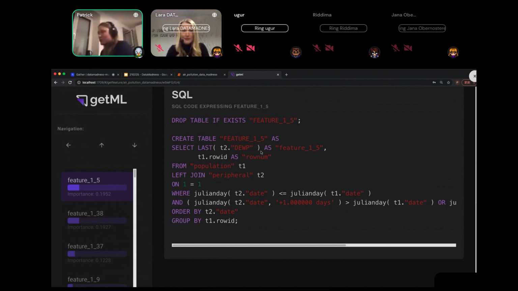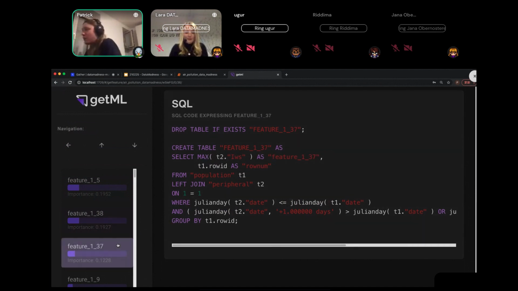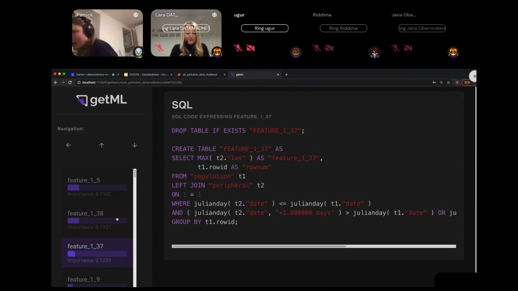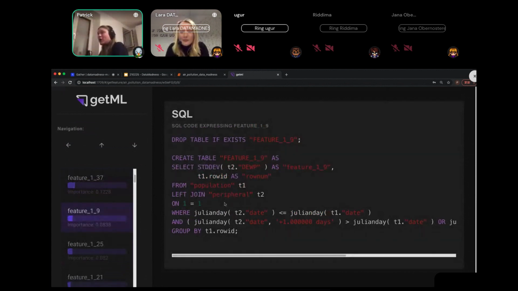So this is something that is very intuitive. It just takes the dew point. This is what dew stands for, it's the dew point. It takes the last dew point measurement that we have in the past 24 hours. Then, of course, we also have IVS, that's the wind speed. So we've got the median wind speed over the past 24 hours. This is the second most important feature. Then the third most important feature is the maximum wind speed over the past 24 hours. Then also we might have the standard deviation of the dew point over the past 24 hours, and so on and so forth.